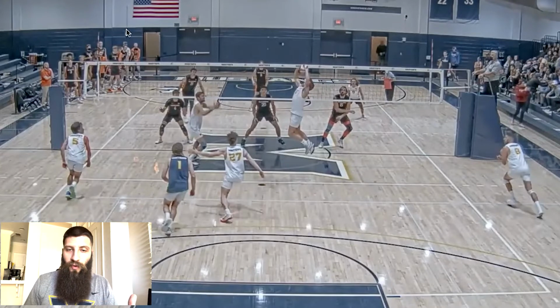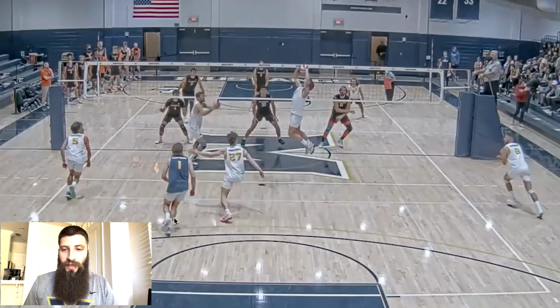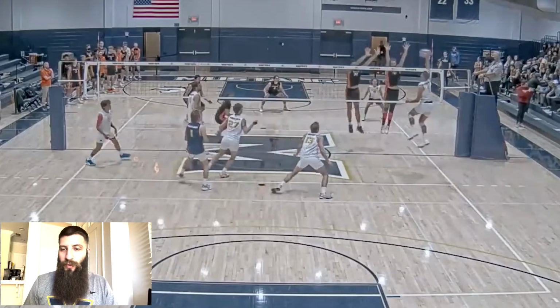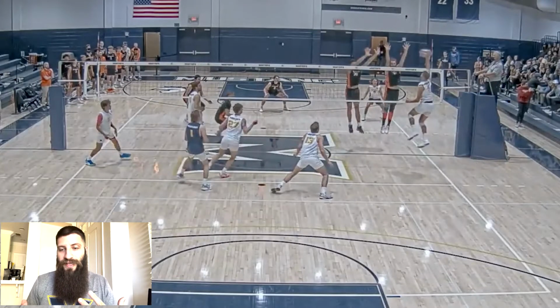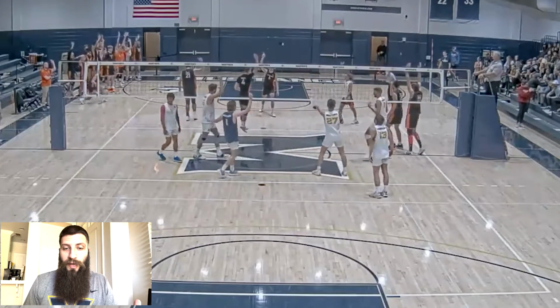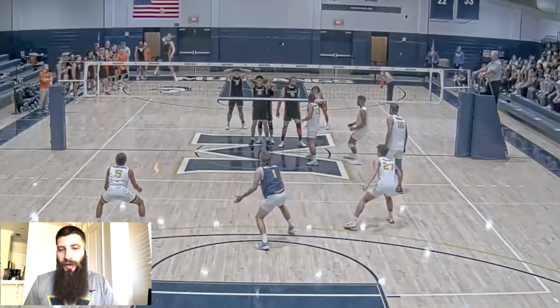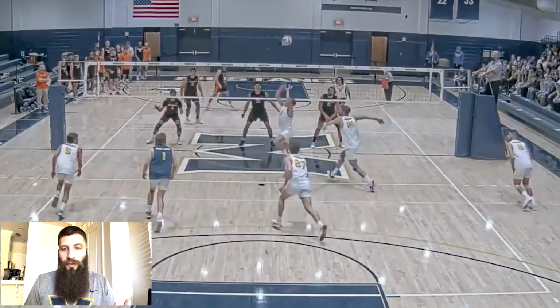Unfortunately, we make the wrong decision. We end up setting right side and we get set into a double block. Okay, so that's what we're not trying to do in these in-system situations. Setter just made a wrong decision, although it was a killable set. He made an error just because he didn't have the openings that we're looking for our setter to create a little bit more.